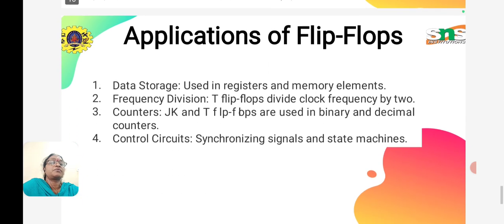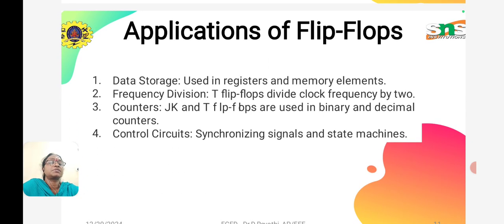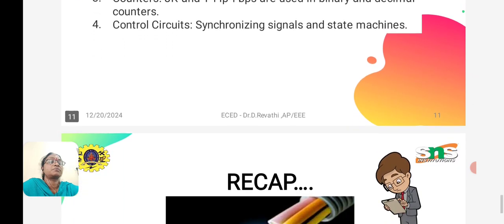The applications of flip-flops are data storage, frequency division, counters, and control circuits. In data storage, they are used in registers and memory elements. In frequency division, the T flip-flop divides the clock frequency by 2. In counters, JK and T flip-flops are used in binary and decimal counters. In control circuits, they synchronize data and are used in state machines. So these are the applications of flip-flops.